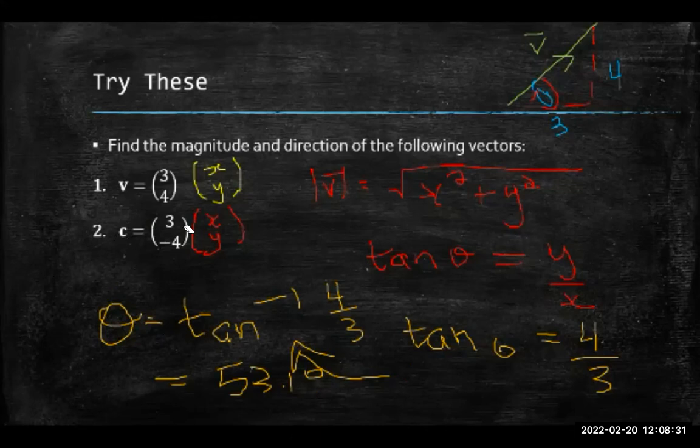C, the vector C, if I'm trying to find the modulus of that, x is 3, y is minus 4. So it would be 3 squared plus minus 4 squared, which will also give me the 5 units, right? Because 3 squared is 9, and minus 4 squared is positive 16. So 16 plus 9 is 25, and the square root of 25 is 5.